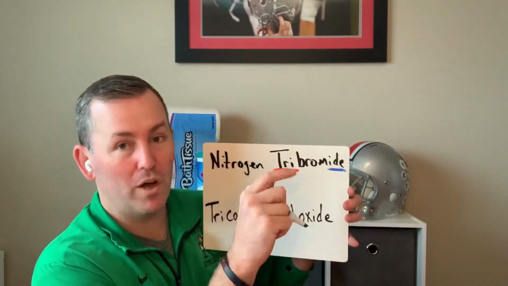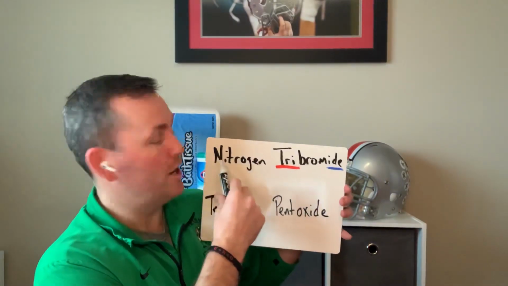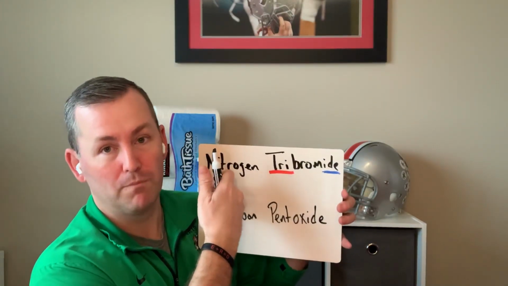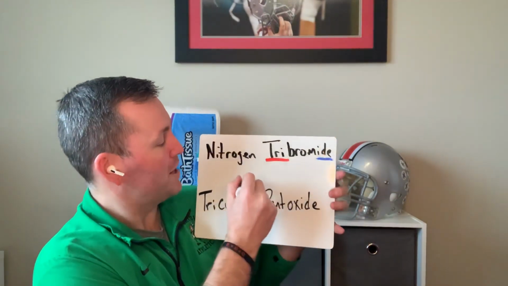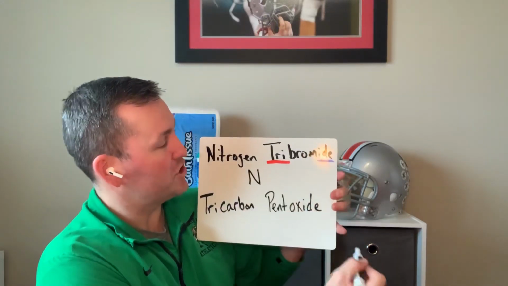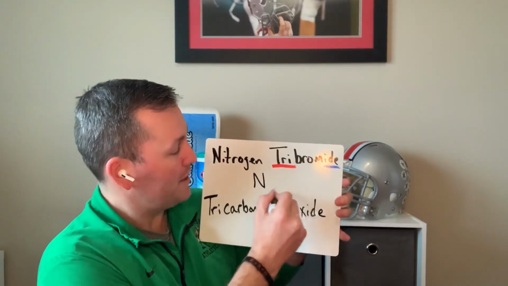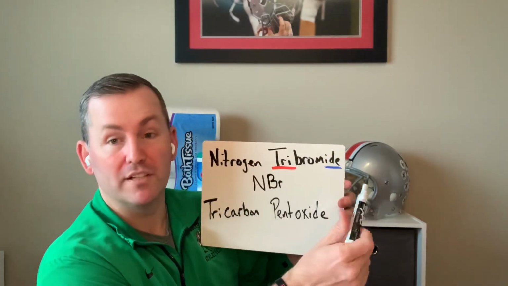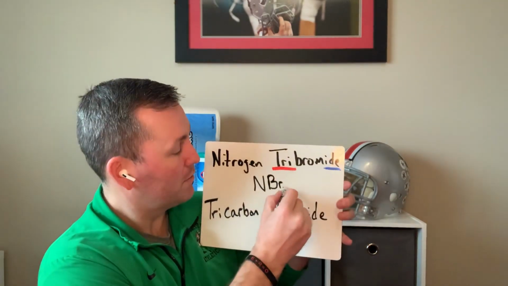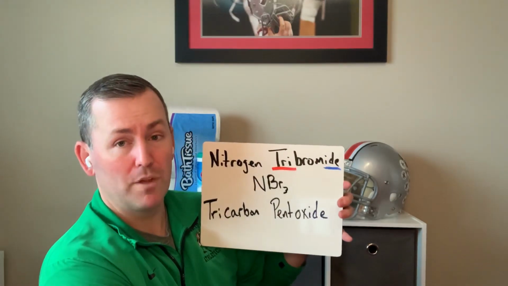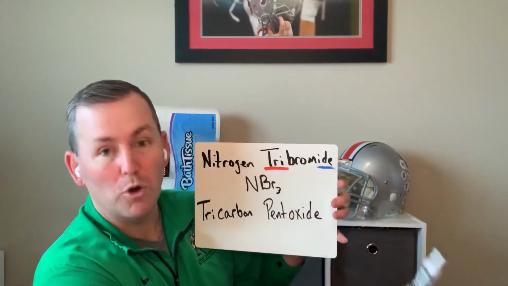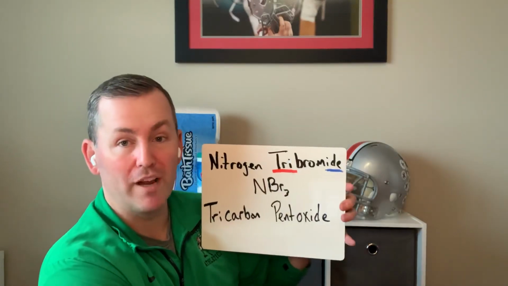If there's only one, we don't want to call this mono nitrogen tribromide. We just don't put the mono in front. So this would be nitrogen tribromide. I would have my nitrogen atom here, and I would put my Br. The tri represents 3, so I put my 3 there. Basically this is saying I have 1 nitrogen and 3 bromine atoms that are bonded together covalently.